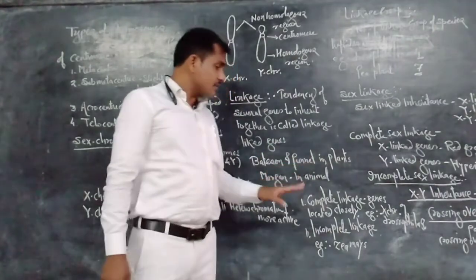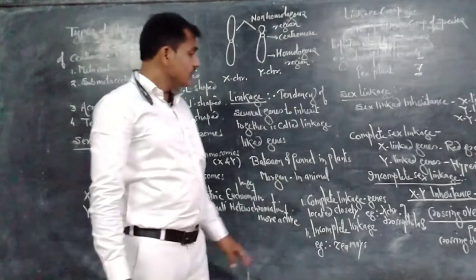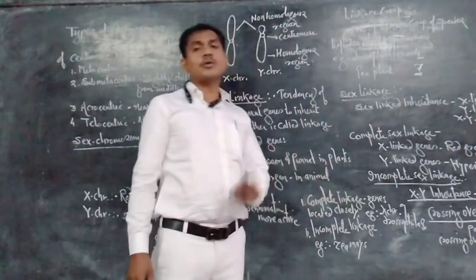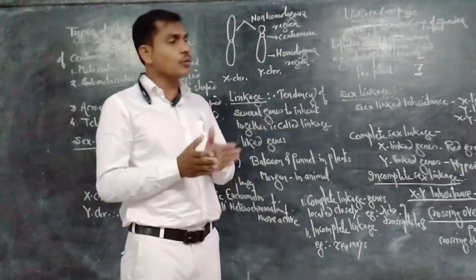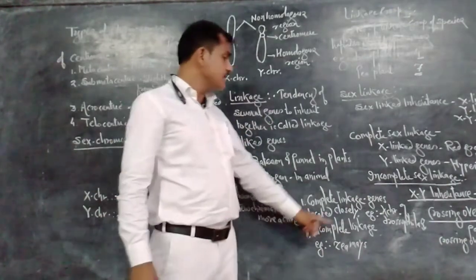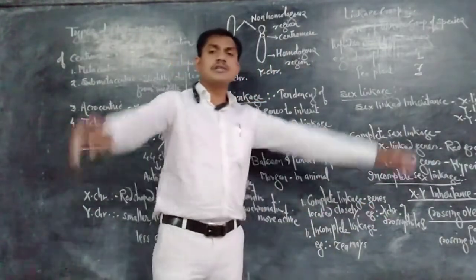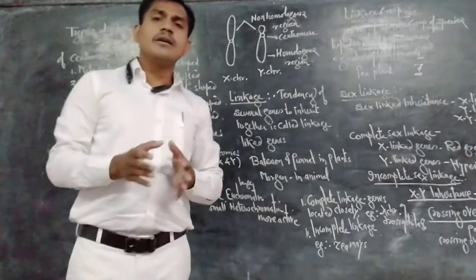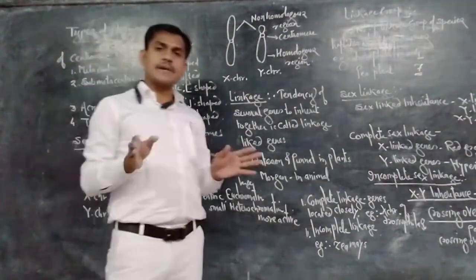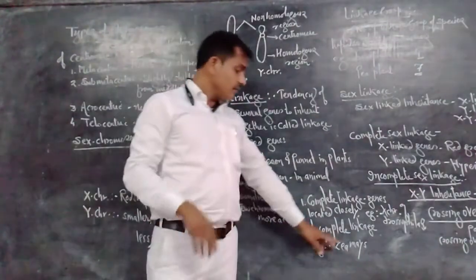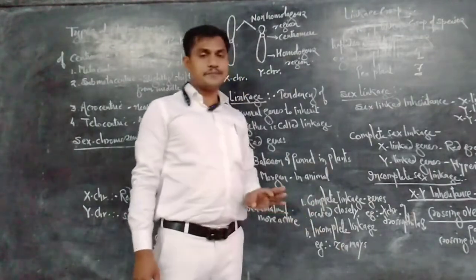Linkage is of two types: complete linkage and incomplete linkage. In complete linkage, genes are located closely on the chromosome, so they do not separate during crossing over because they are closely arranged. An example is the X chromosome of Drosophila male. In incomplete linkage, linked genes are distantly arranged on the chromosome, so during crossing over they get separated. An example is the genes responsible for color and shape of grains in maize.